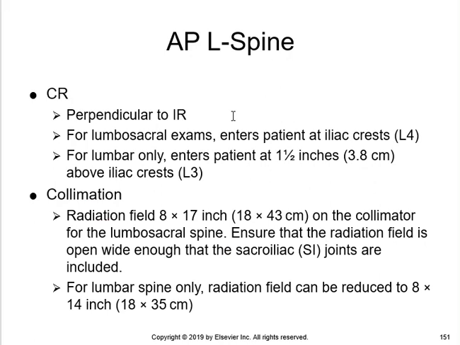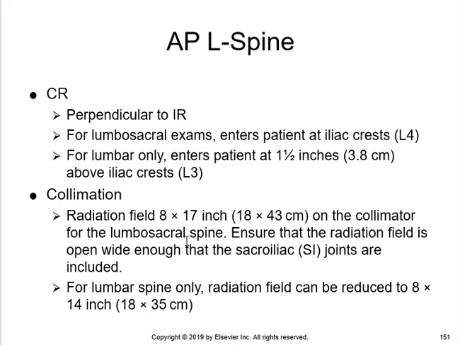So central ray is going to be perpendicular to the image receptor, and depending on what size collimated field that you're using and what it is specifically that you're trying to include on the image, your centering could be at L4 or it could be at L3. So if you're using the entire image receptor, your central ray is going to be perpendicular to the iliac crest, so you're going to shoot to L4. If you're using more of like an 11-inch long collimated field, then you might center at L3, so a couple of inches above the iliac crest.